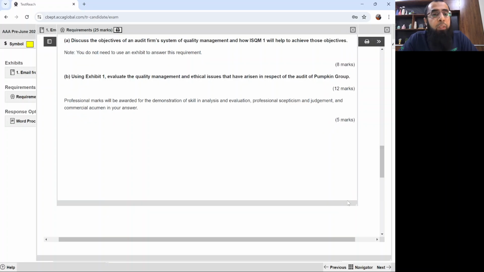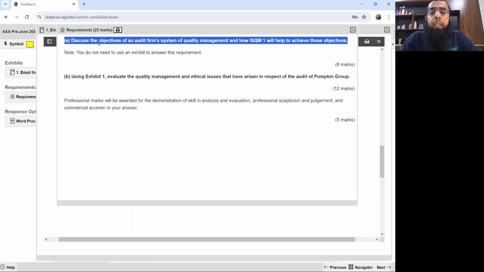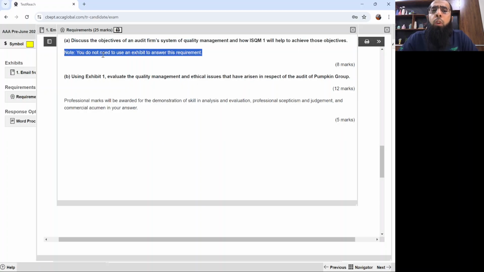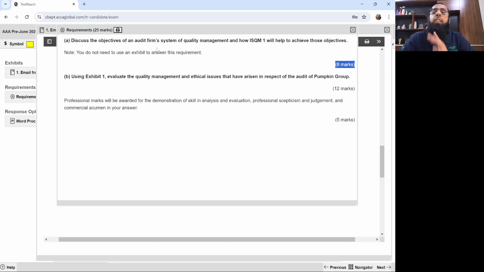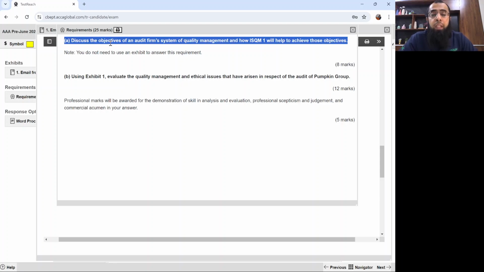Now let's look at each of the requirements. Part A. Discuss objectives of an audit firm's system of quality management and how ISQM1 will help to achieve those objectives. Note, you do not need to use any exhibit to answer this question requirement, 8 marks. So this means that this is rote learning, a theoretical requirement. You have already studied ISQM1 during the classes. There was a complete technical article on this topic. You have already studied ISQM1, International Standard on Quality Management.